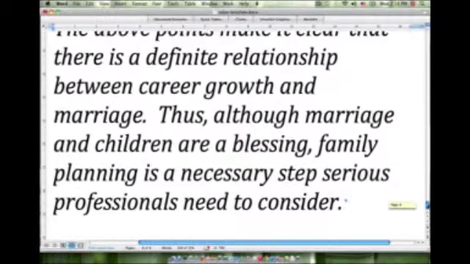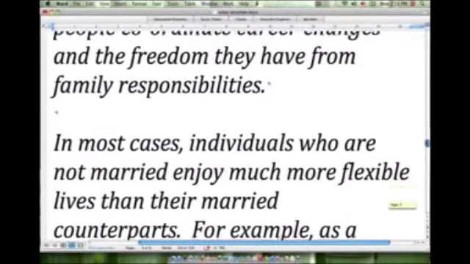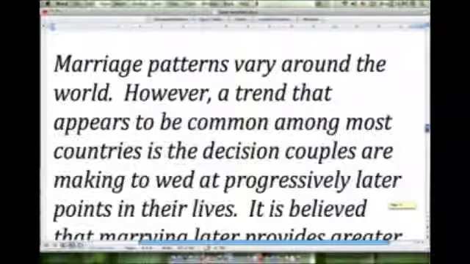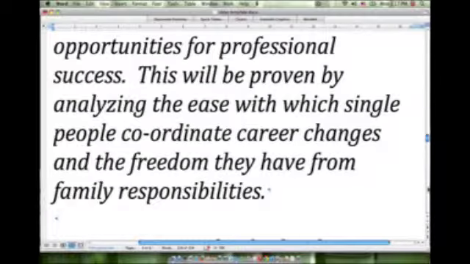So let's try reading the essay from the beginning. So, from the top, marriage patterns vary around the world. However, a trend that appears to be common among most countries is the decision couples are making to wed at progressively later points in their lives. It is believed that marrying later provides greater opportunities for professional success. This will be proven by analyzing the ease with which single people coordinate career changes and the freedom they have from family responsibilities.